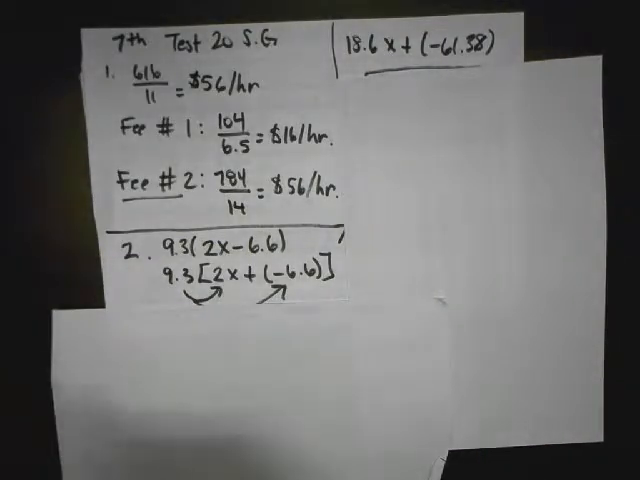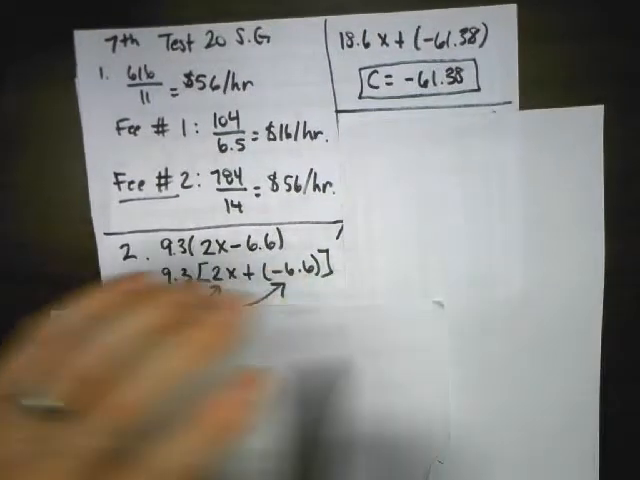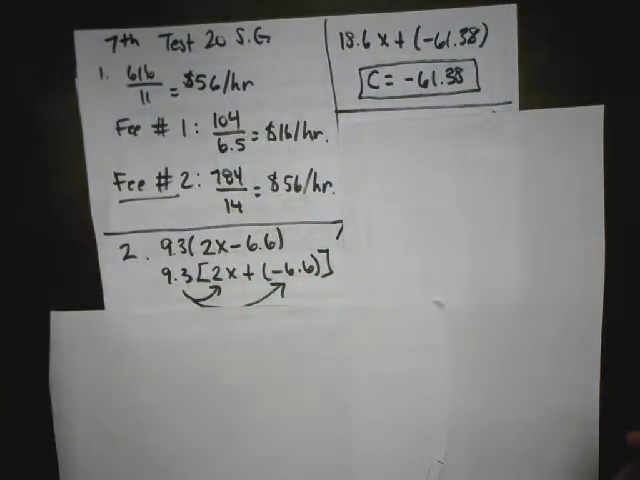So for that expression that asks us what does C have to be, they're asking us what number goes there. C is negative 61 and 38/100ths.